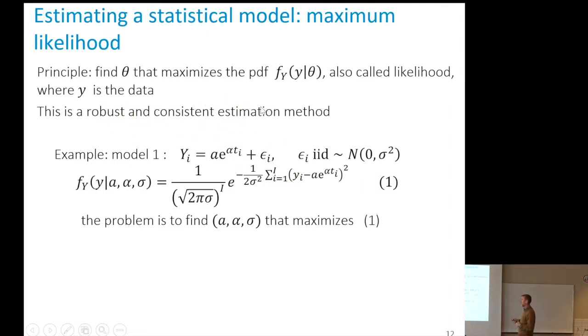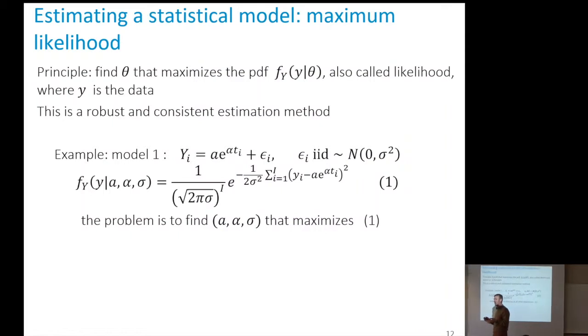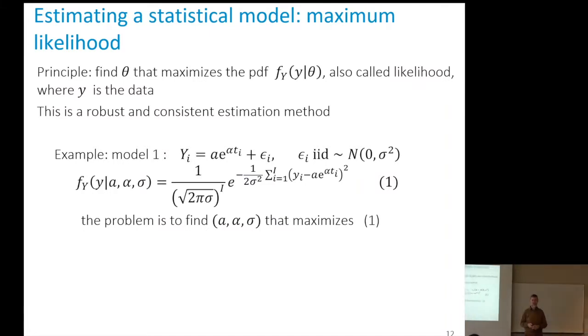Why do we do this? Intuitively, we say we don't know what the parameters are, but we are more likely to see things that are more likely to happen. So if we don't know what value to give to the parameters, the ones that make this data more likely are the ones that make sense here. It's a weak justification. There is a stronger justification that says that this is a robust and consistent estimation method.